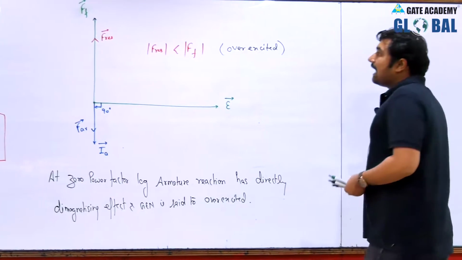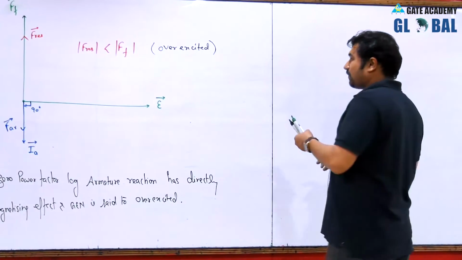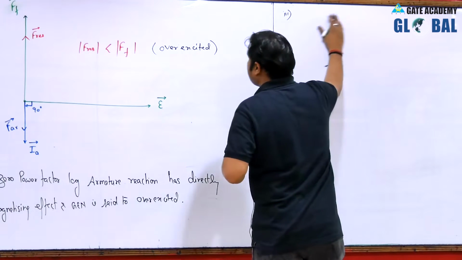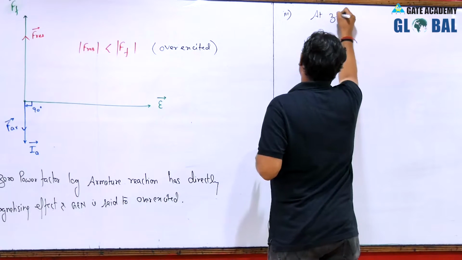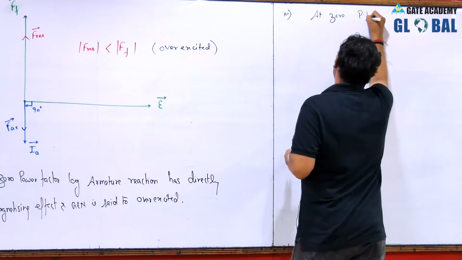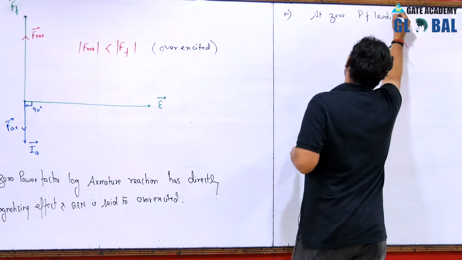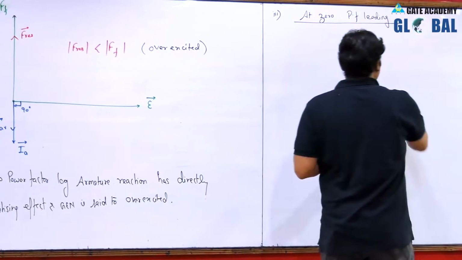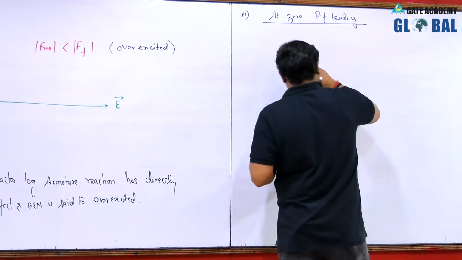Now come to the armature reaction at zero power factor leading. Come to the third case, armature reaction at zero power factor leading. Zero power factor leading means the armature current is 90 degrees leading to the armature voltage. Okay. Now please observe.